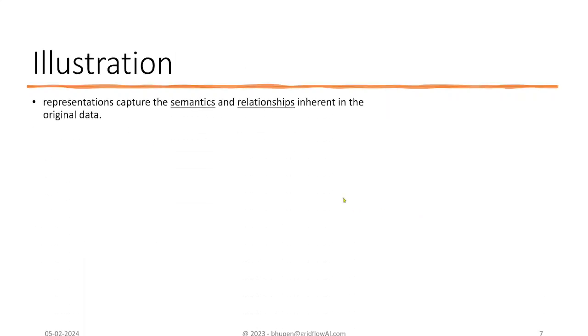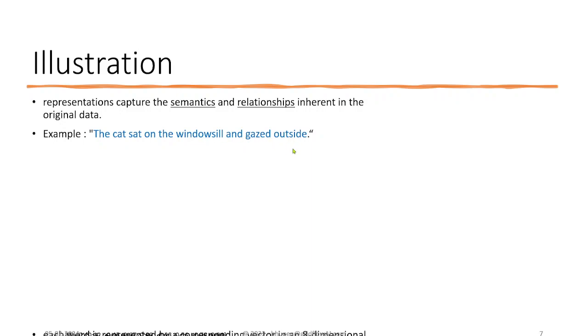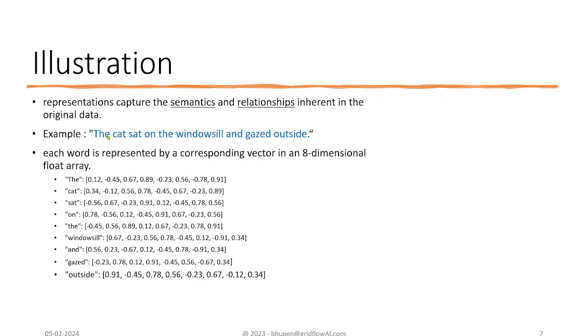Some more illustrations. Essentially, the idea of word embedding is to capture the meaning or relationship between the word and the surrounding words. For example, the cat sat on the windowsill and was looking outside. So what we do is each word is taken out as a token or a unit, and we represent every word in terms of a vector representation, continuous values, and these vectors represent the word.